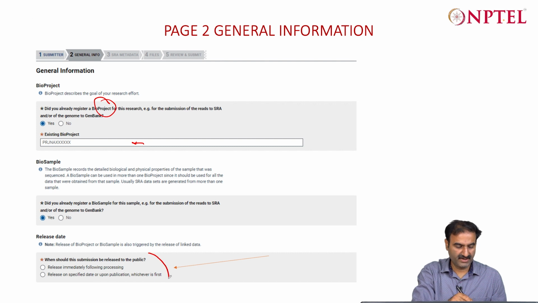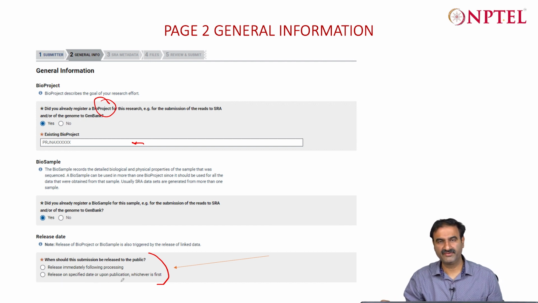And then there is the option of when you want to release the data, which I mentioned. You can release it immediately following processing, or on a specified date, or after publication, whichever is first. So if it is published before the date you have mentioned for release, it will be open to the public soon after the publication.